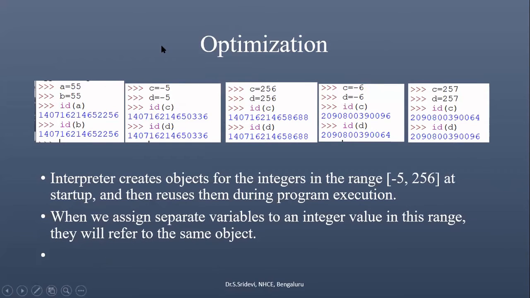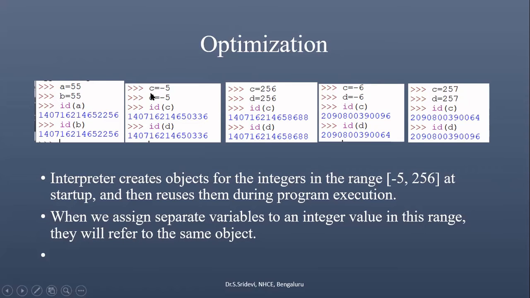Now let's see how this optimization is achieved. Let us consider a few examples to understand how this works. First, I have two statements, a is equal to 55, then b is equal to 55, and I want to print the ID of a and b. When I print, I am getting the same answer, because in the previous slide we saw that since the values of a and b are the same, there will be only one object, and a and b will be two different references that refer to that particular object. So we are getting the same memory address.